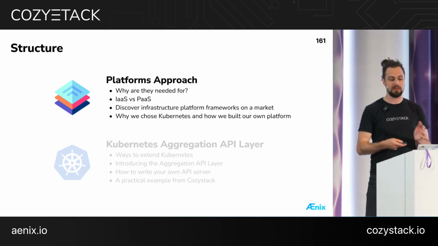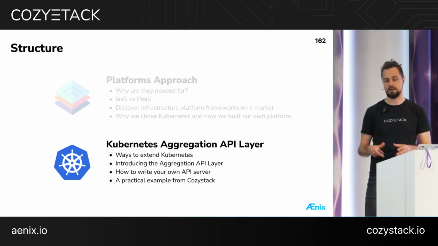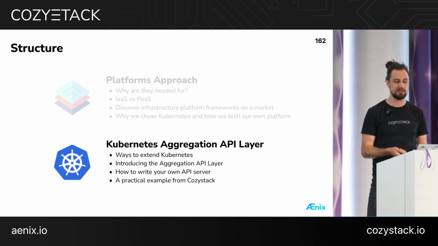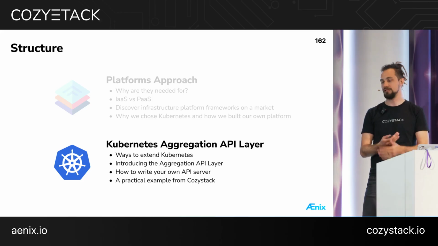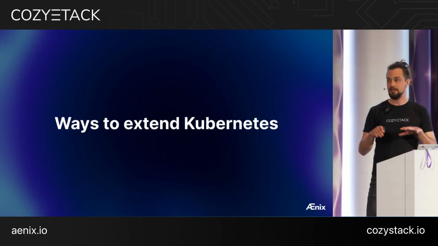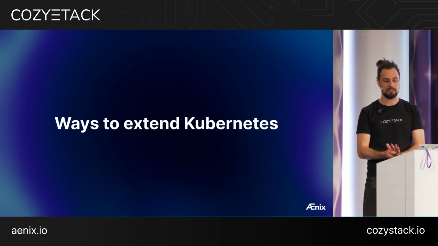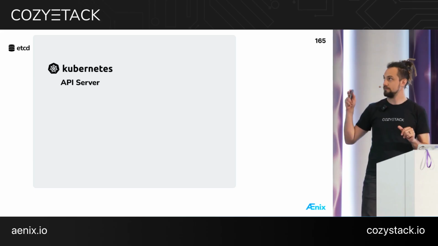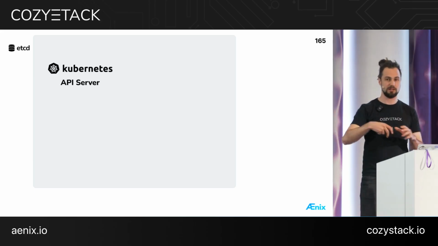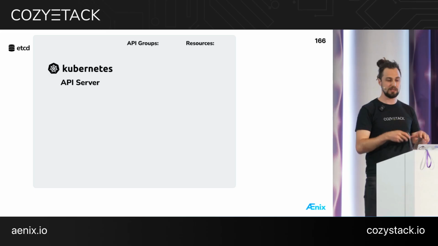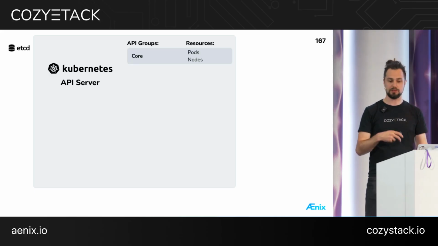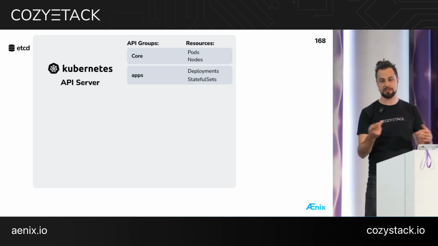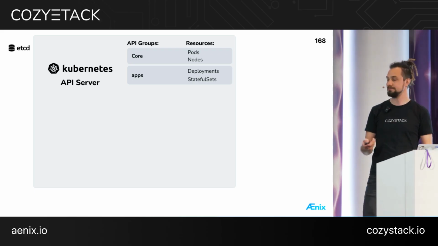Now let's talk about the implementation of such a pattern. For making this, you can use the aggregation API layer technology in Kubernetes, which is another way you can extend Kubernetes. So let's talk about the ways you can extend Kubernetes itself. Imagine we have the Kubernetes API server, and it always stores the data in etcd. This API server has some objects like pods, nodes, and different API groups. For example, deployments and stateful sets are in the API group apps.